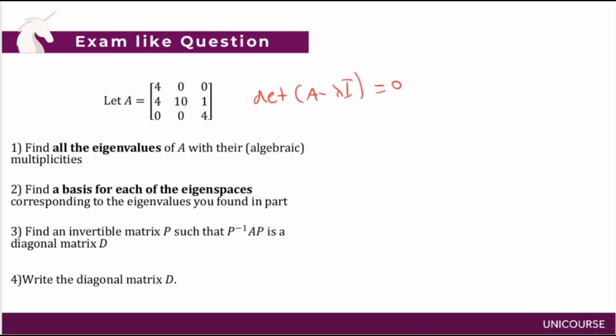So from the matrix A, we subtract lambda times the identity. Here it is written out. Determinant of the matrix with first row 4 minus lambda, 0, 0. Second row 4, 10 minus lambda, 1. Third row 0, 0, 4 minus lambda.